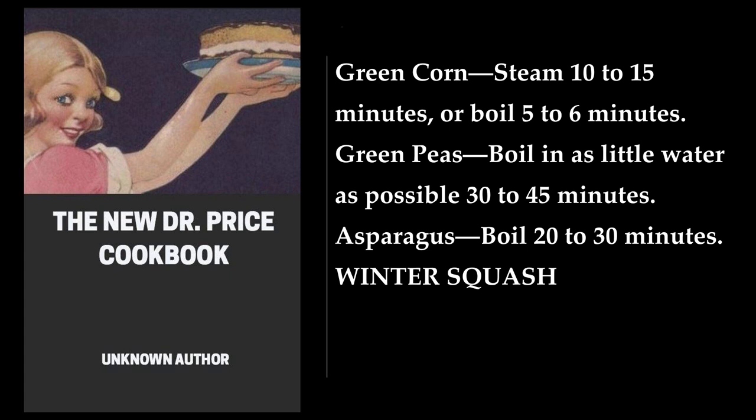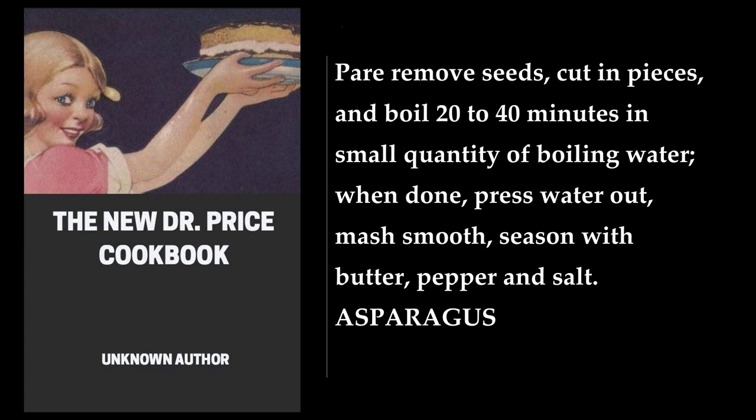Winter squash. Pare, remove seeds, cut in pieces, and boil 20 to 40 minutes in small quantity of boiling water. When done, press water out, mash smooth, season with butter, pepper, and salt.